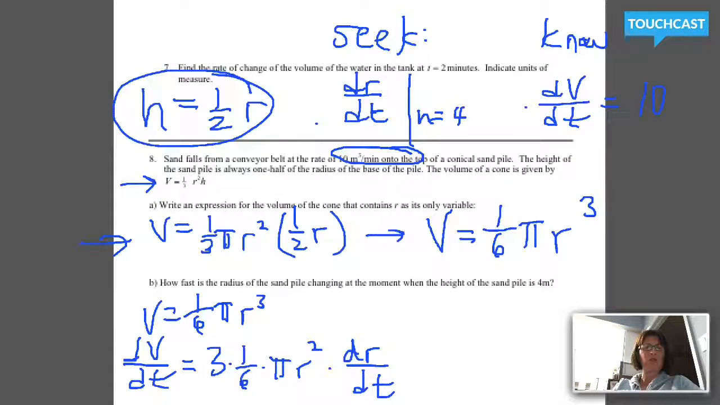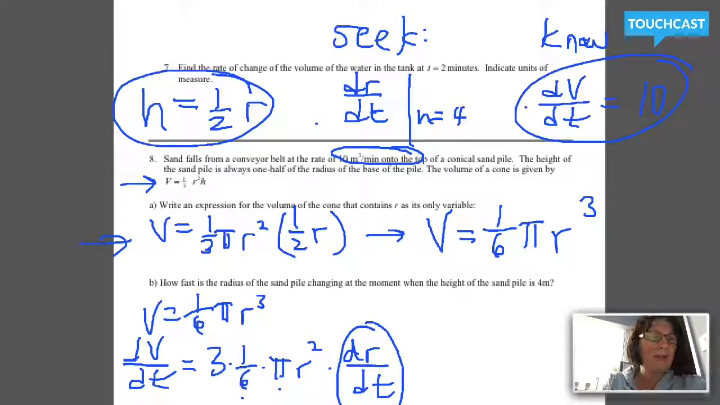Okay, that's not so bad. I'm looking for dr dt, oh, I'm sorry, I don't know dv dt. That's the thing. No, I do know dv dt. I'm going to be able to replace that with 10. I'm going to be able to multiply 3 times 1/6 times pi. And I want to isolate dr dt. That's the thing I've been asked to find. Here's the problem. I have one more variable in my equation. I'm going to have to be able to replace it. Otherwise, I'll have a two-variable equation. I won't be able to solve specifically.